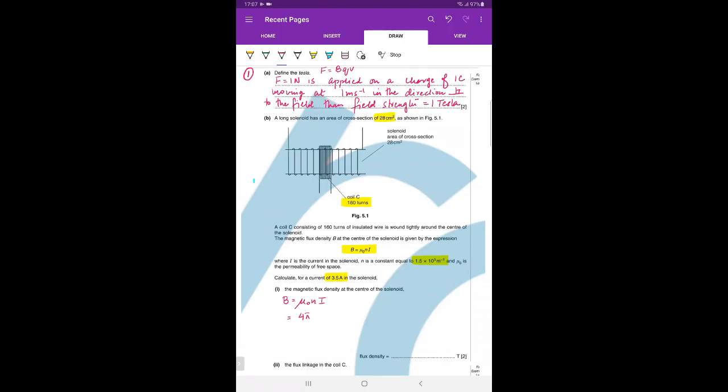Remember mu naught was 4 pi times 10 to the power of minus 7. N is given in the question as 1.5 times 10 to the power of 3. Current is also provided, which is 3.5 amperes. जी जनाब, जरा quickly. Thank you, Ali. 6.6 times 10 to electrostatic constant. So mu naught is a constant. So that value is given in data booklet.